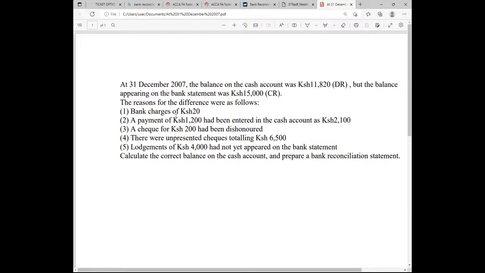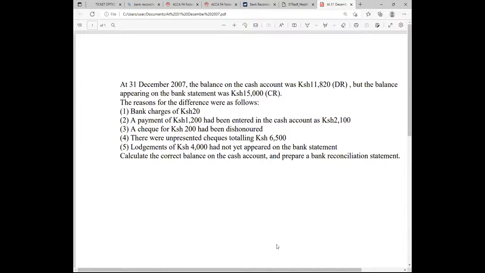So if I'm the one doing this exam, I know note number four and note number five will go to the bank reconciliation statement. All the other notes are just adjustments on the cash book.